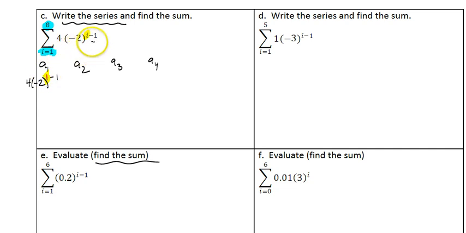So for this first one, 1 minus 1 is a power of 0. So -2 to the 0 power is 1, times 4 is 4. Remember, you always do exponents before you multiply. So I would always do this part right here first, then multiply by 4. Alright, so I'm going to keep going here.